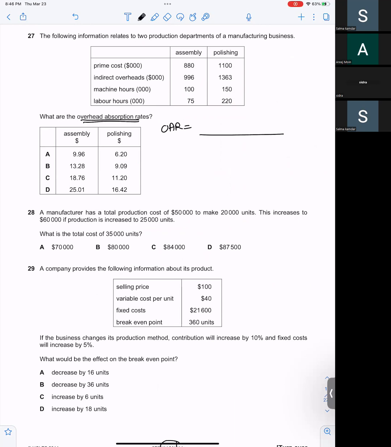How do I find overhead absorption rate? Budgeted overhead upon budgeted activity level. Budgeted overheads upon budgeted activity level.